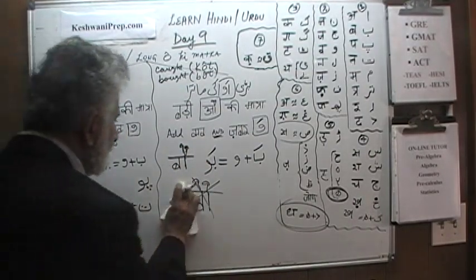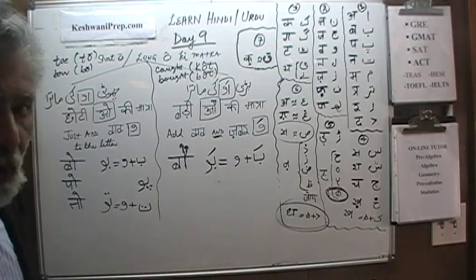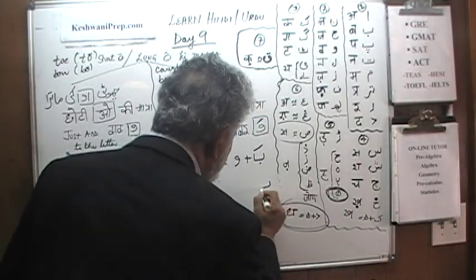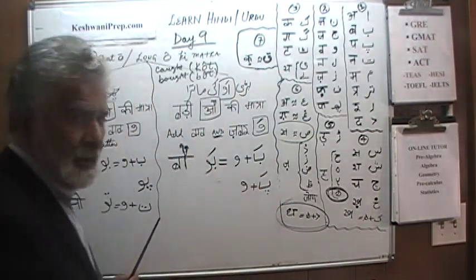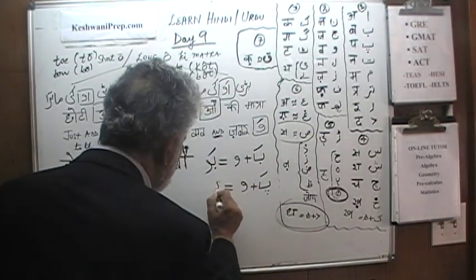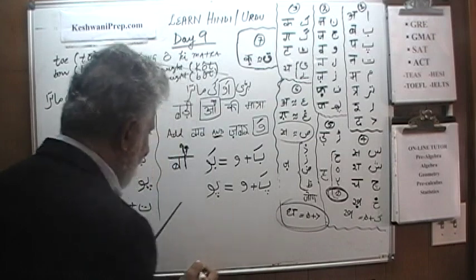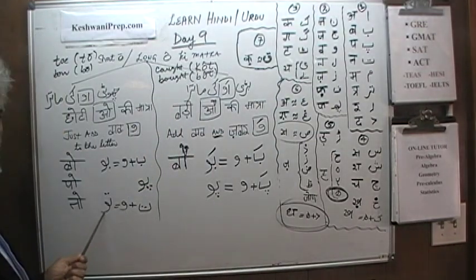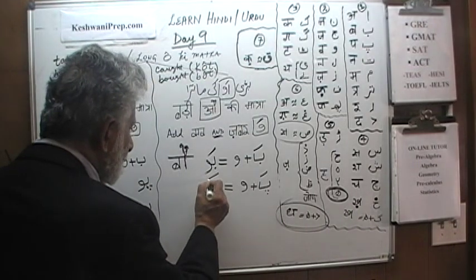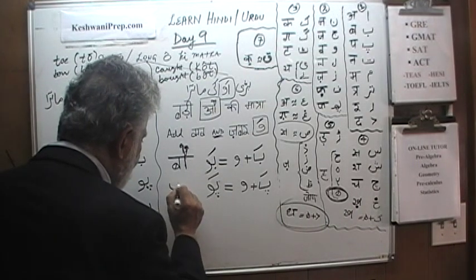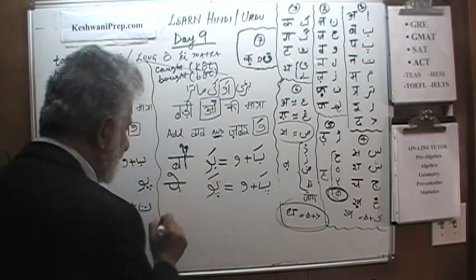To convert po into a po, the long O, we take our pe, add a wow to it, don't forget to put the zabar on the pe, and it becomes po. So up until this part is the same as O ki matra, the choti O ki matra. As soon as you put a zabar, without the zabar, it would have taken 1. Without the zabar, it would take 1.